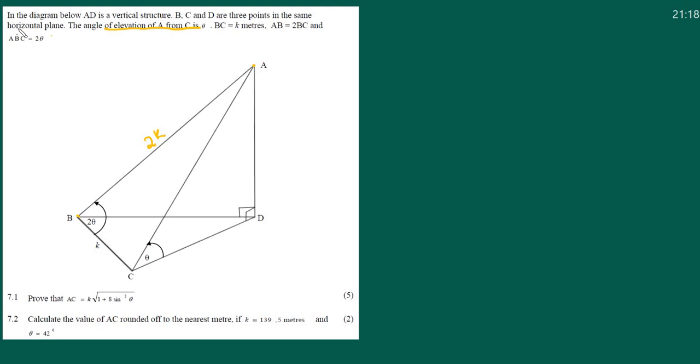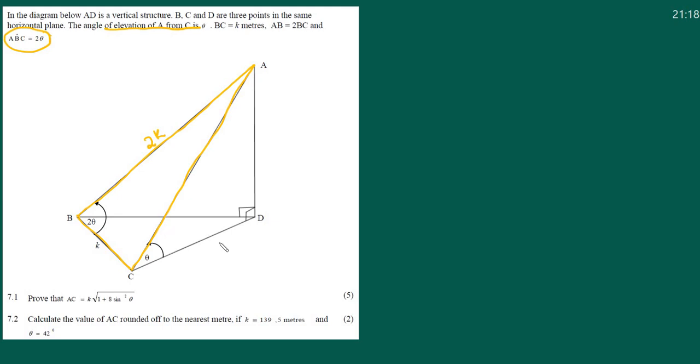And then ABC is 2 theta, right? ABC, which is this one for this triangle here. For this triangle here, we have what? We have 2 theta. Remember, there is a horizontal.